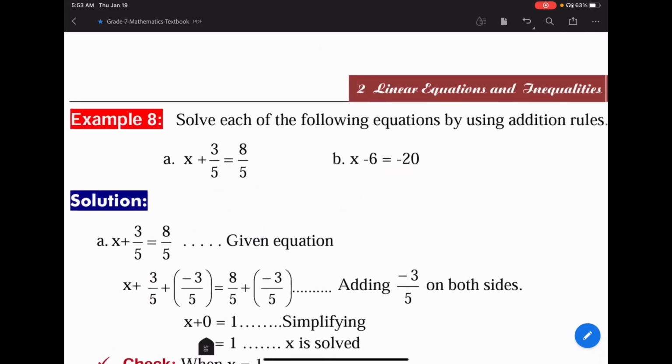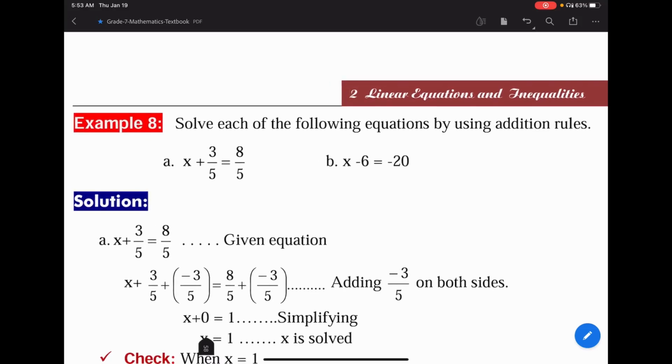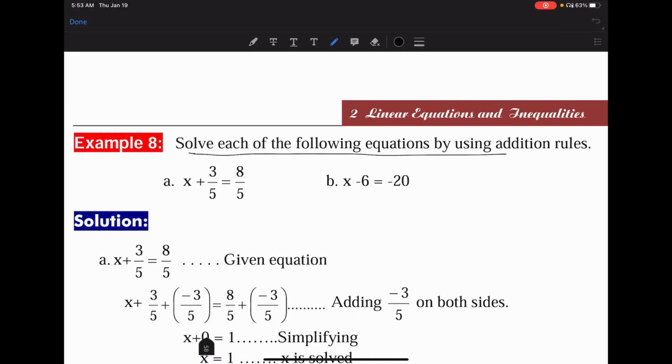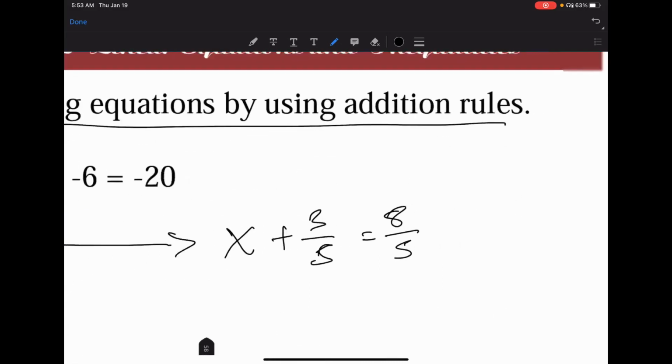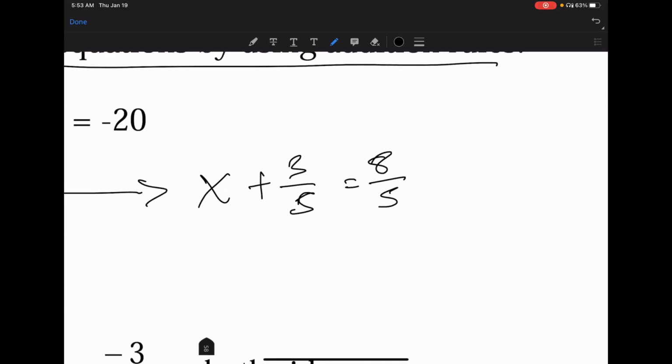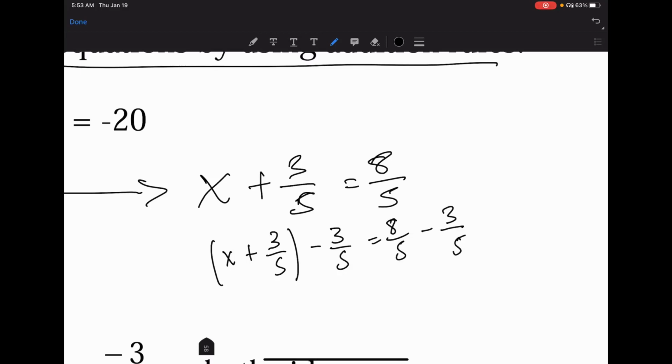Then using these rules we can do many things. Solve each of the following equations by using addition rules. Let's try this one: x plus 3 over 5 is equal to 8 over 5. To solve this equation we can use rule 1: we can subtract 3 over 5 from both sides, or you can also say we can add negative 3 over 5 to both sides.